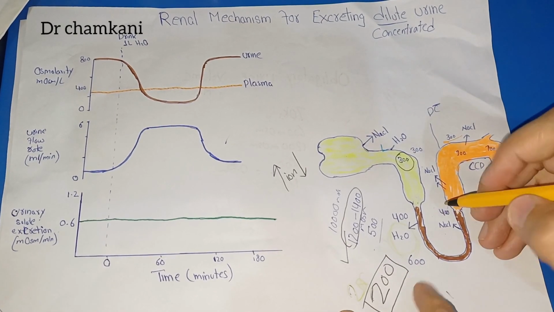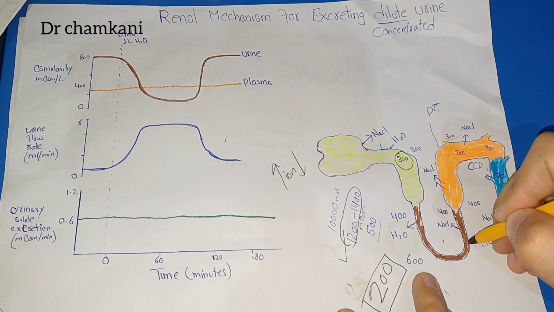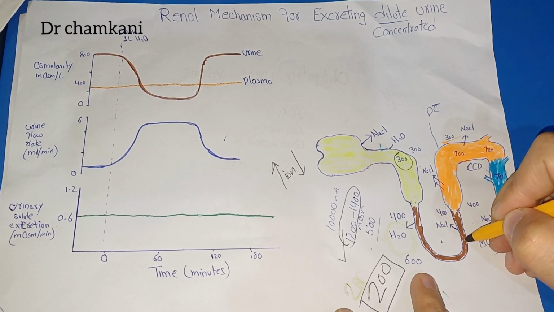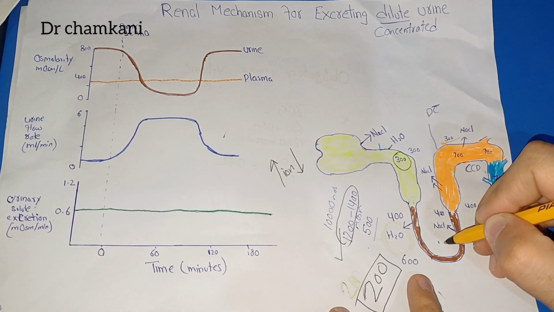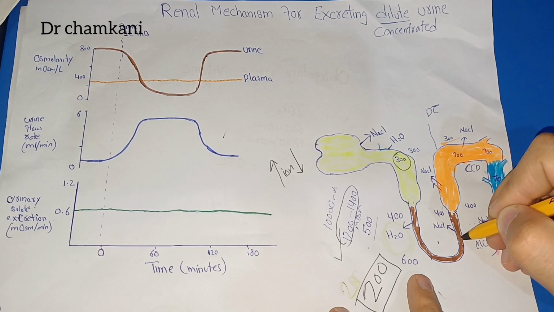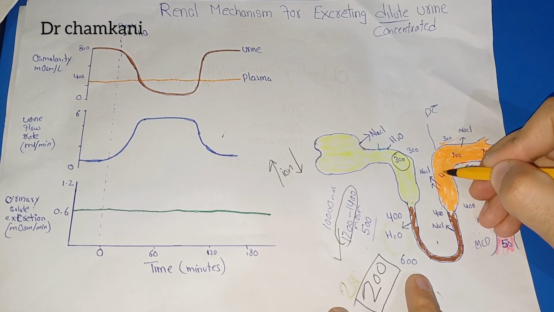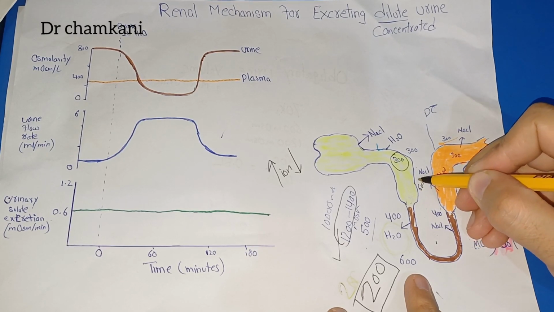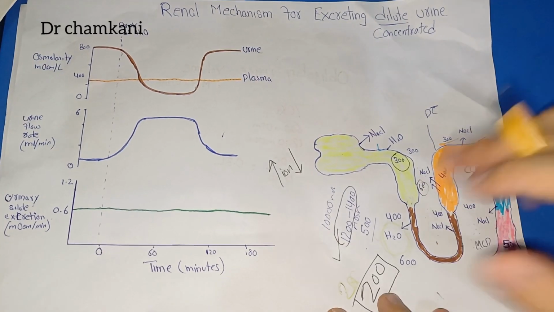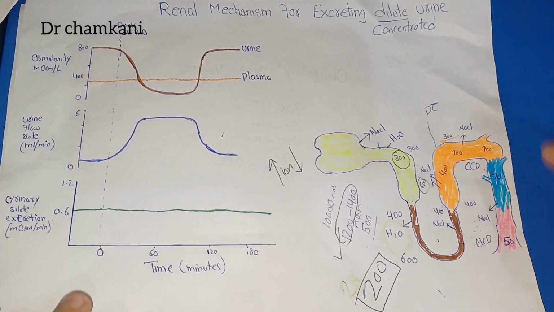Milliosmoles. Suppose, for example, if the osmolarity of this region is 500, then the osmolarity of the fluid inside the tubule can be maximum 300. If it is 600, then it can be 400. Or the other way around, if the osmolarity inside the tubule is 400, then the osmolarity of the medullary interstitium can be maximum 600. It cannot go beyond 600. Now 200 is the concentrating ability of this segment, and this is going to be important.